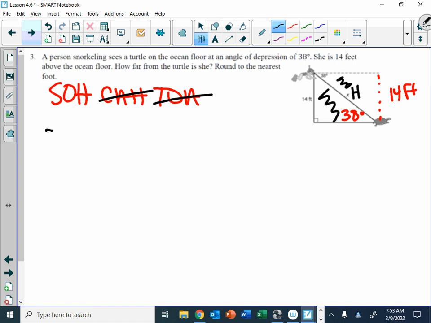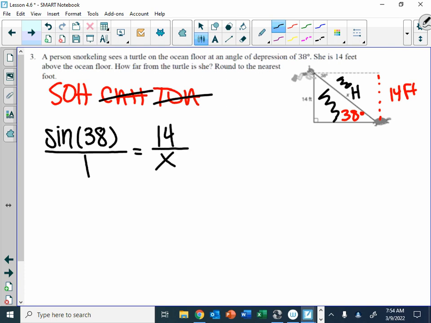So sine of 38 over 1 equals, let's see, 14 over x. Alright, I want you to go find x, round to the nearest foot. So that means I want a whole number. The nearest foot.